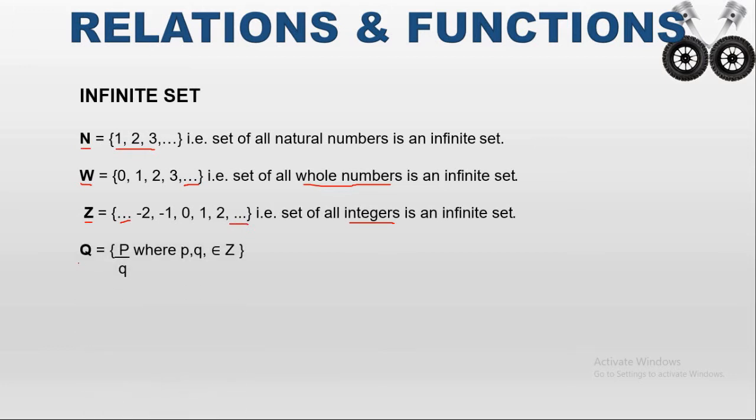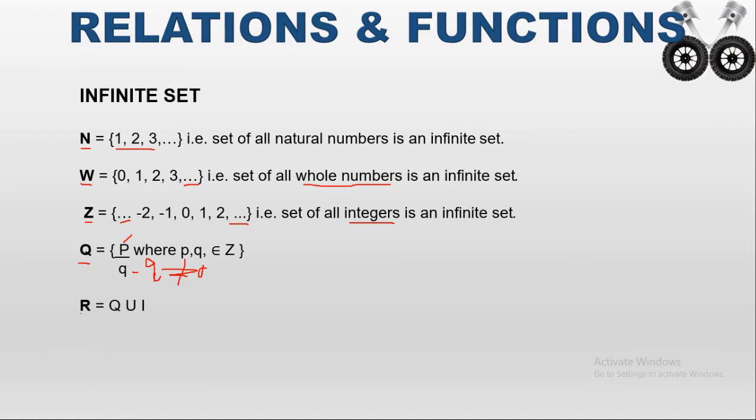Then Q. Q is the rational numbers. How can you represent a rational number? Rational numbers are written as P by Q, where P is the numerator and Q is the denominator. And there should be one condition for a rational number: Q is always not equal to 0. And P and Q, these two should belong to which set? It is the integers. That means P and Q may be positive numbers as well as negative numbers. So Q is the rational numbers.